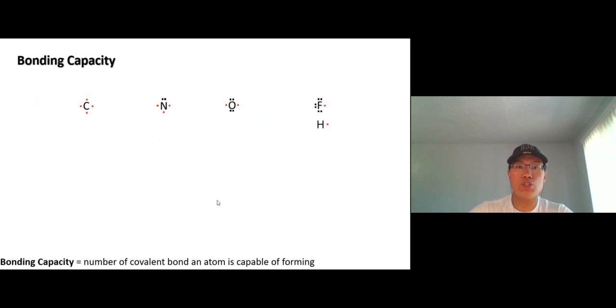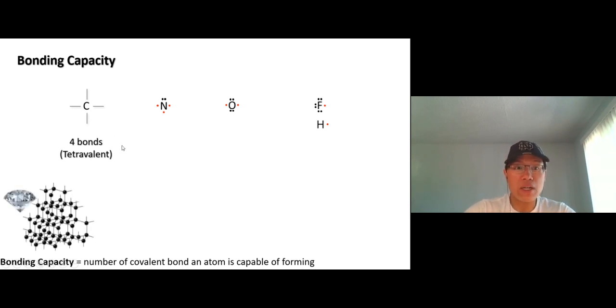Now you should be able to write Lewis symbols. Now the bonding capacity: how many bonds can they form? Well, think about it. Carbon has 4 valence electrons. To become octet, it needs 4 more electrons. So each unpaired electron will go get 1 more, forming 4 bonds. That's why carbon usually forms 4 covalent bonds. You've probably seen carbon in diamond or charcoal. All of them have 4 bonds, right? So 8 electrons total: 1, 2, 3, 4 are the valence electrons, and then 5, 6, 7, 8.